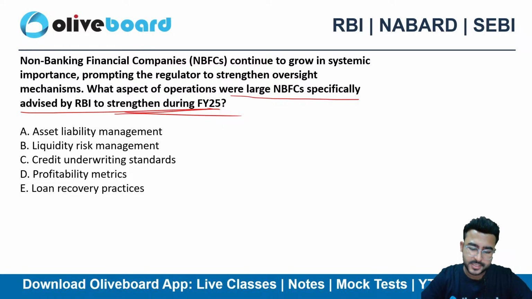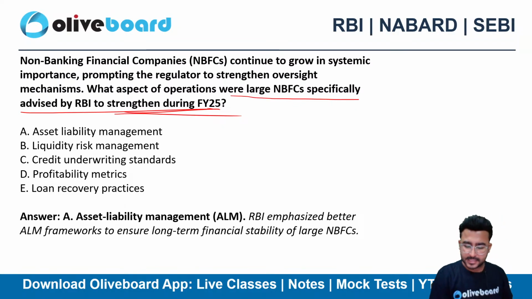The correct choice there will be, guys, option A, asset liability management. Okay, ALM, asset liability management here is the correct choice.